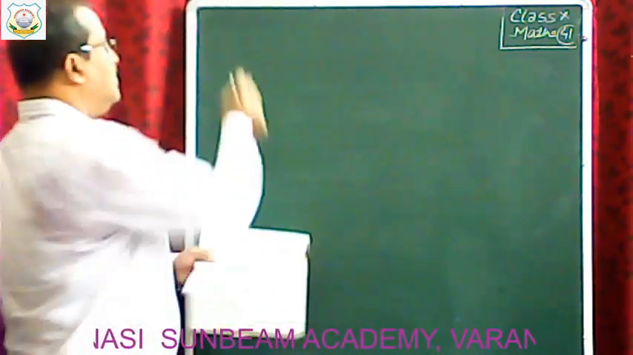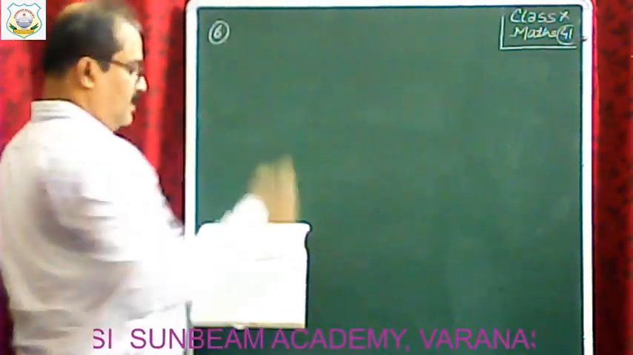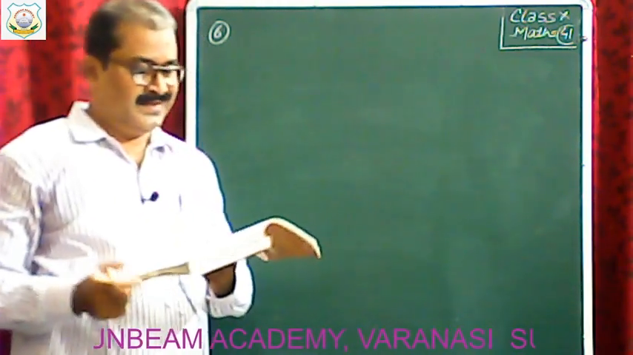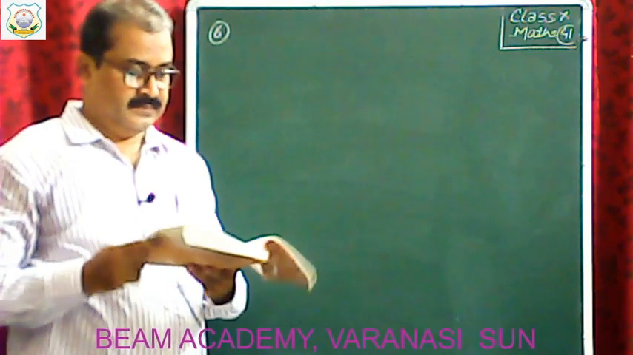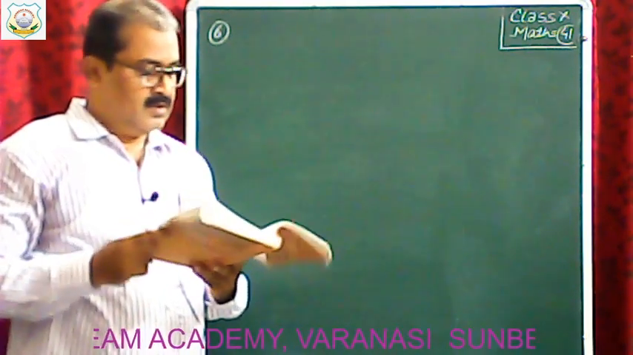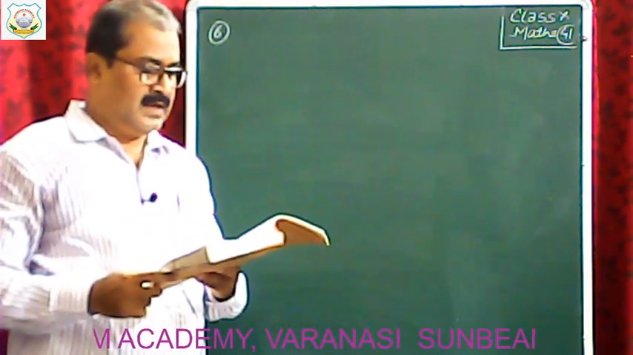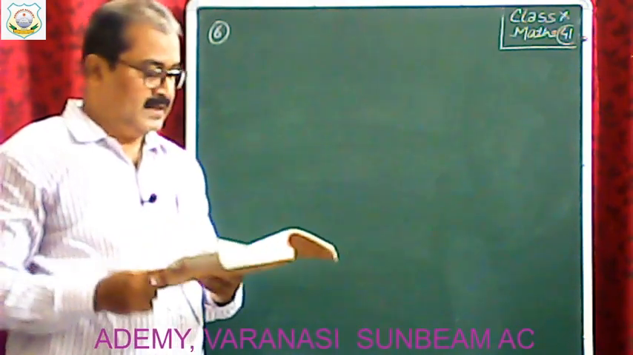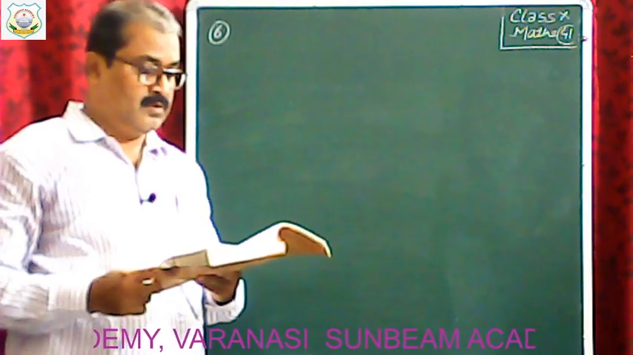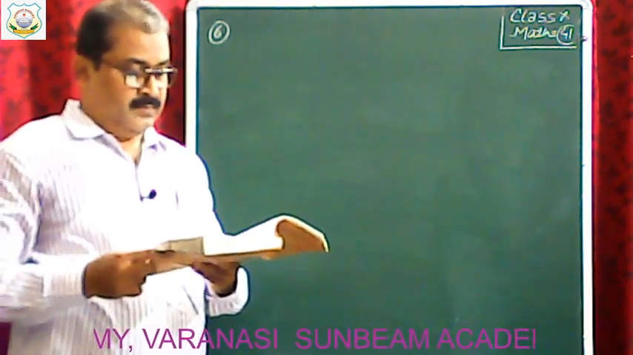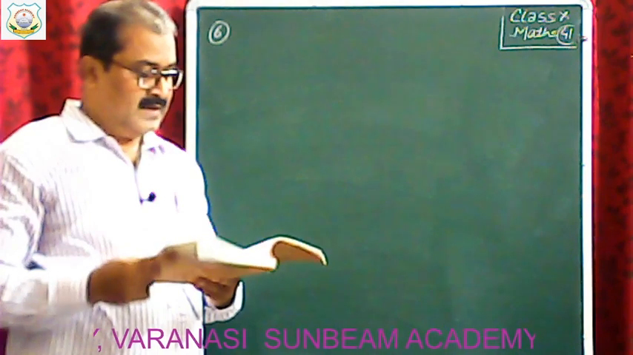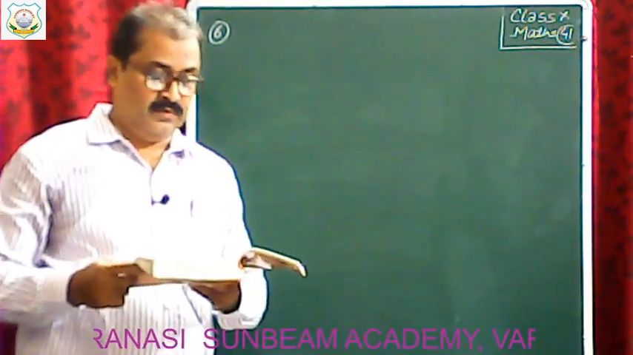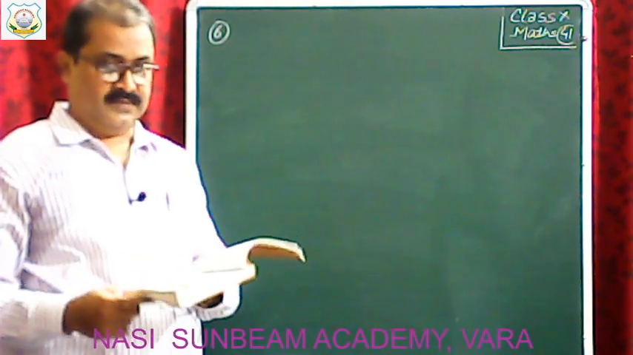Sixth, exercise 4.2. A cottage industry produces a certain number of pottery articles in a day. It was observed on a particular day that the cost of production of each article was more than twice the number of articles produced on that day. The total cost of the production on that day was rupees 90. Find the number of articles produced and cost of each article.